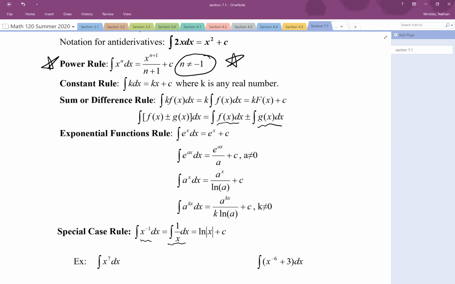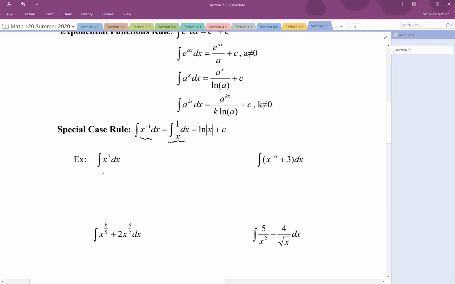So this is our standard power rule. What we're going to do, we're going to add 1 to the exponent, divide through by the new exponent, and put plus c. So this would be our answer here.